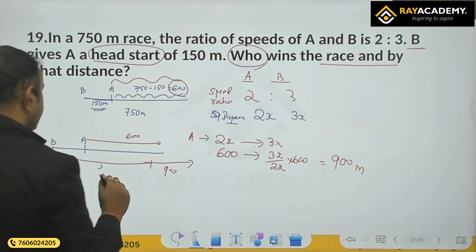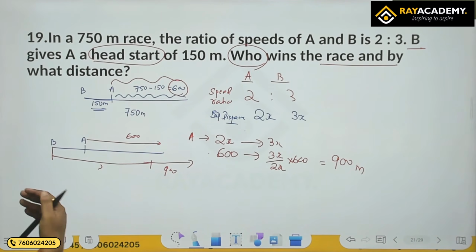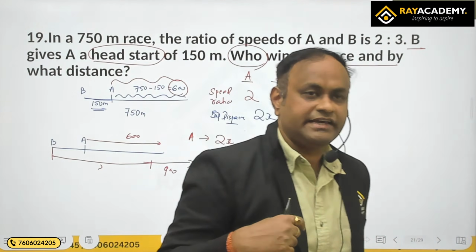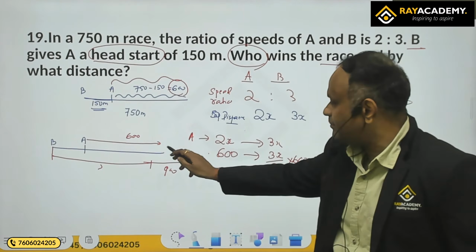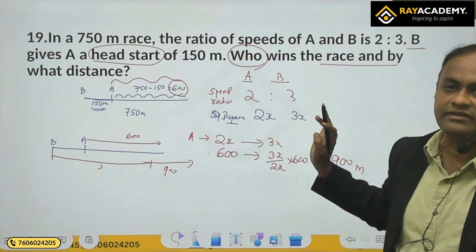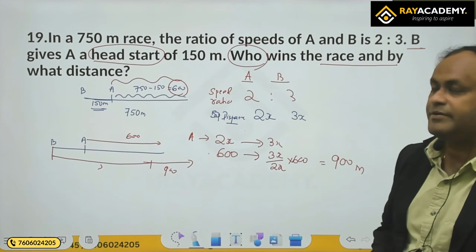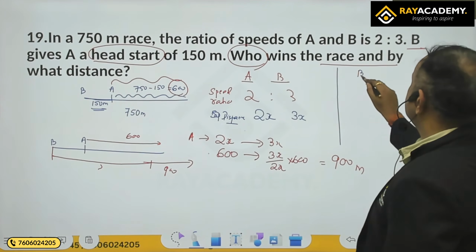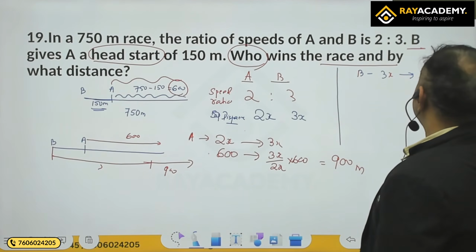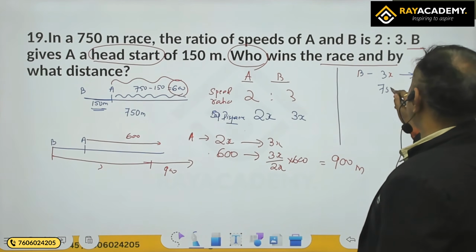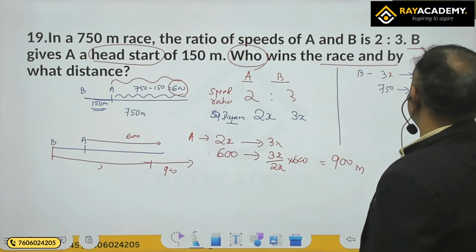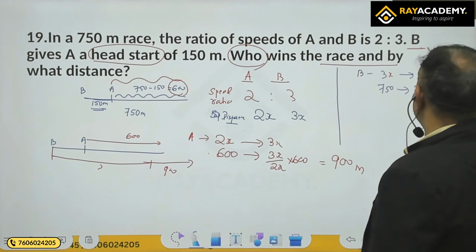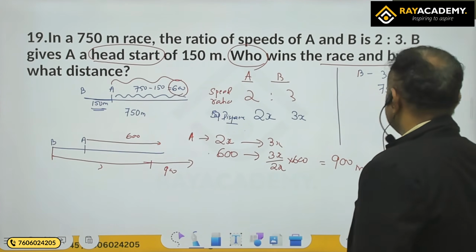900 means b goes fast. The total was 750, so b goes fast, 900 means somewhere here. So definitely b is winning the race. B completes the race and goes further ahead. So b is winning the race. When b covers the total 750, how much does a cover, so that we can say how far behind a is. When b goes 3x, a goes 2x. When b goes 750, a goes 2x by 3x into 750, so that is 2 into 250, that is 500. Yes, now you got it.